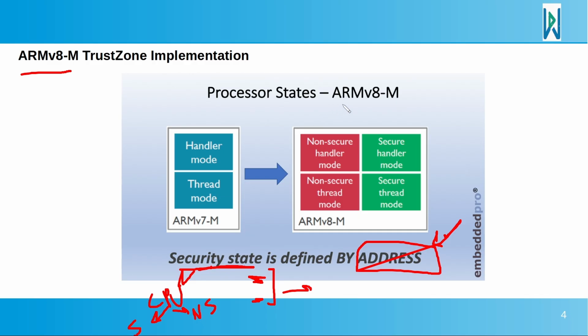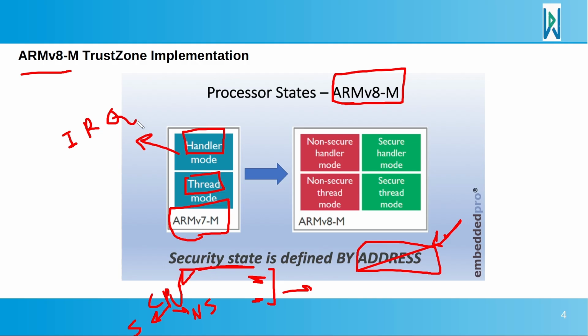Now, if we compare the ARMv8-M architecture to the previous one like the ARMv7-M, we can see that on ARMv7-M we only had support for two modes, handler mode and thread mode. Handler mode is used as the default mode to execute interrupts and exceptions, IRQs. However, thread mode is the default one to be used while running the user applications.